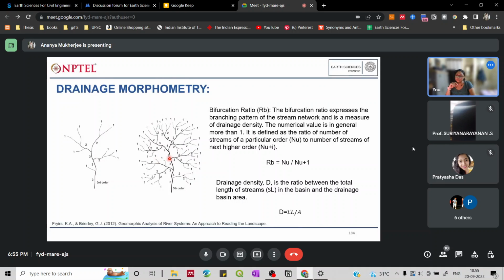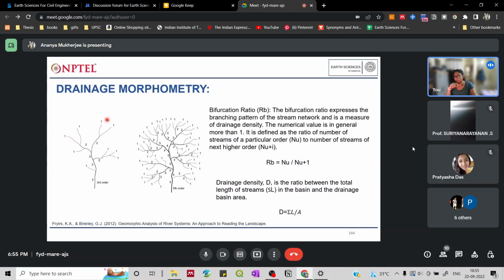So using these you can actually calculate the bifurcation ratio. This will tell us how much branching has taken place and what is the measure of the drainage density of that river basin or the watershed area. Usually it's more than one. And this is the formula.